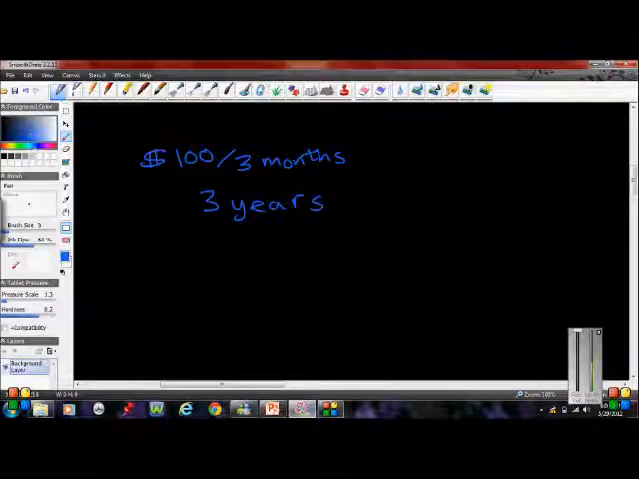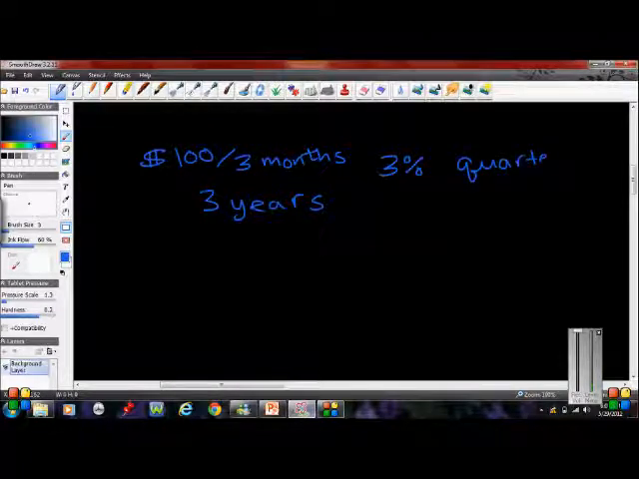And let's not forget, in an annuity, you have a compound interest onto it. So let's say this bank that you're putting these $100 every 3 months into has a compound interest rate of, let's say, 3%, which is a pretty high interest rate, and that's done quarterly. So 3%, let's just write quarterly.